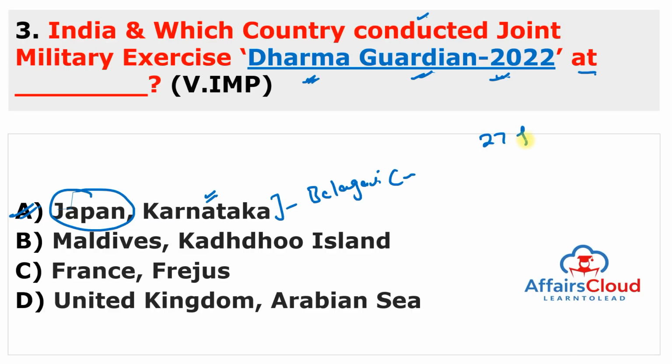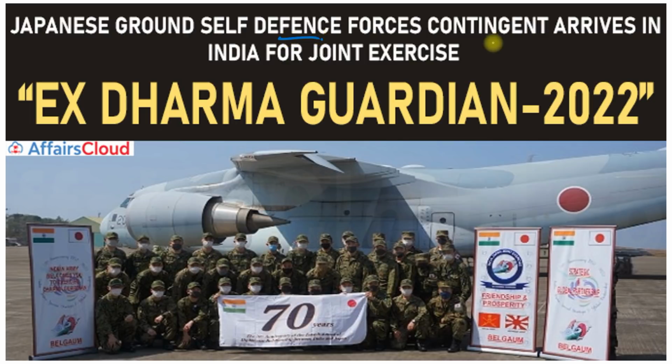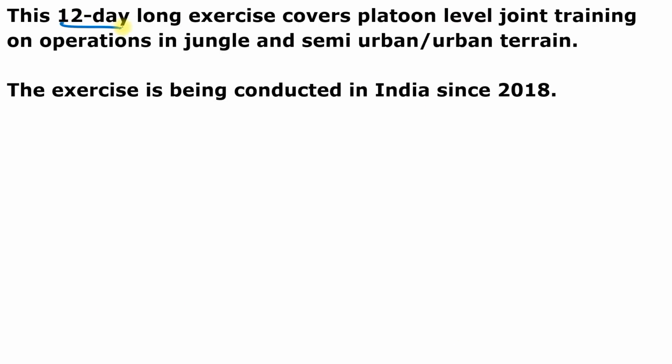It started on 27th of February 2022, and it will end on 10th of March 2022. So you can see here, Japanese Ground Self-Defense Forces contingent arrives in India for joint exercise Dharma Guardian 2022. It is a 12-day long exercise, covering platoon level joint training on operations in jungle, semi-urban and urban terrain. Special emphasis is laid on enhancing tactical skills to fight global terrorism, enhancing interoperability between the forces, and promoting army-to-army relations, especially to improve the bilateral relationship between India and Japan.